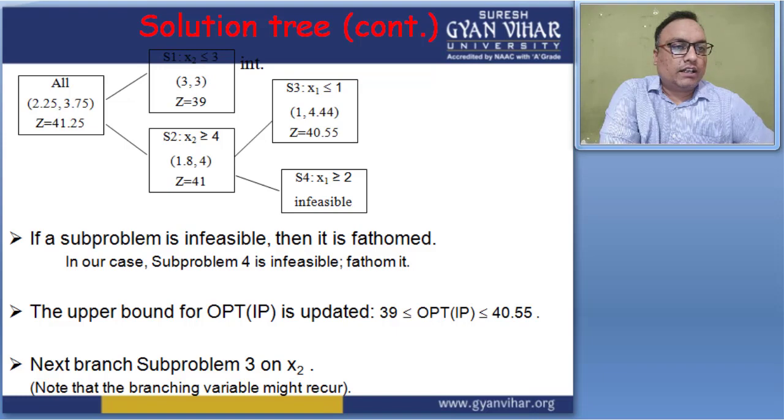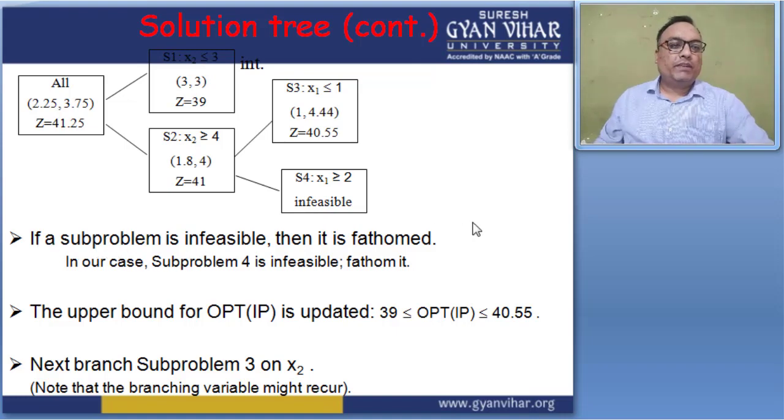Okay, then this is the continuation of the solution tree. The solution is again subdivided; suppose this solution gives the integer value, 39, but here some fractional value is present. So this is divided into two types. In S3, a subset of S3, x1 less than or equal to 1 gives the value 1, 4. So the feasible solution is z equal to 40.55. But in the S4 case, this is outside the feasible range, so this gives the infeasible solution.